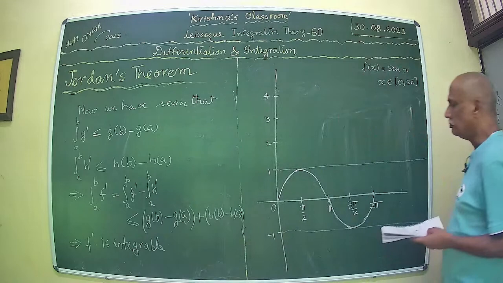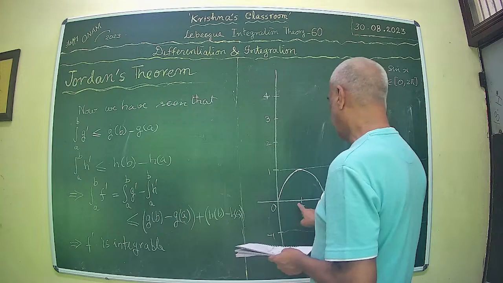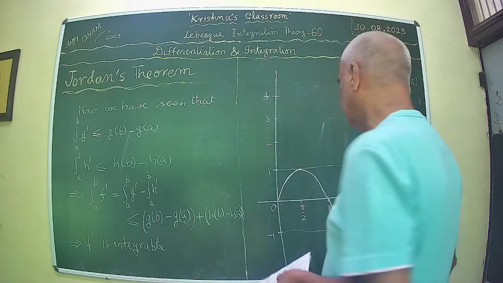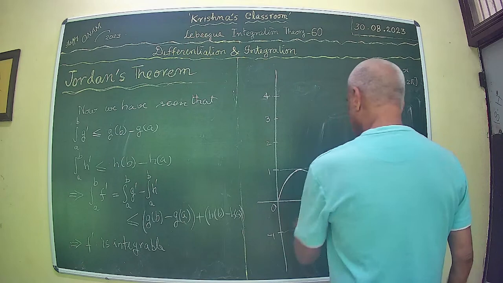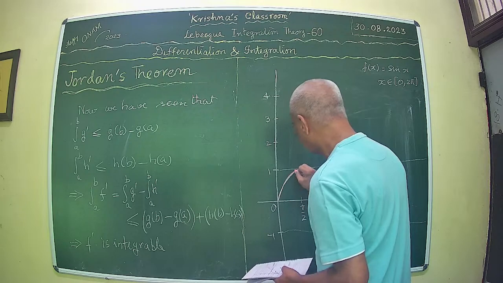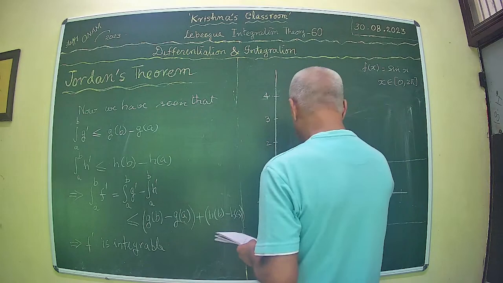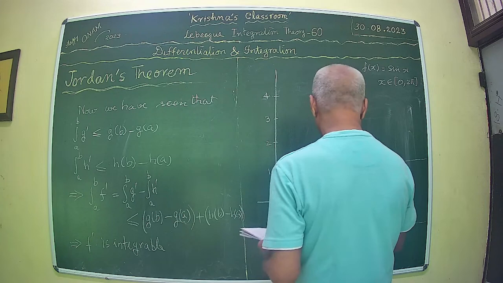Now, what we observe is that on the interval 0 to pi by 2, the function is an increasing function. Therefore, you see that TVF on the interval 0 to pi by 2 will be this itself. From there on, how is it going to look like? Now you see that it is monotonically decreasing on the interval pi by 2 to 3 pi by 2.